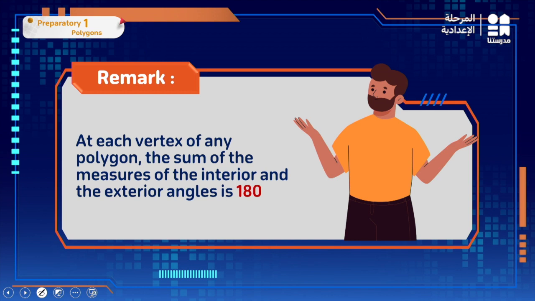Okay, remark. At each vertex of any polygon, the sum of the measures of the interior and exterior angles is always 180.